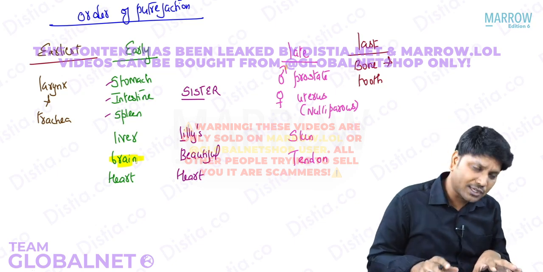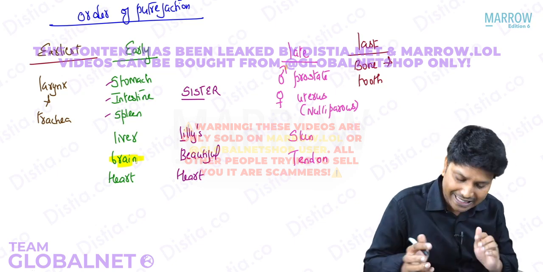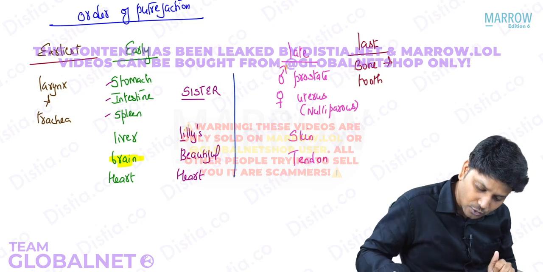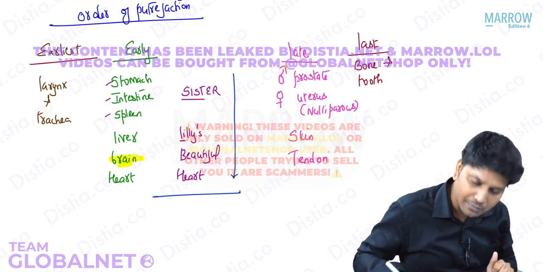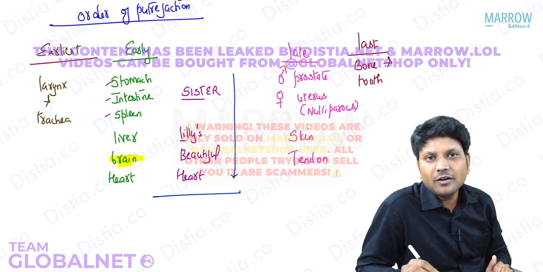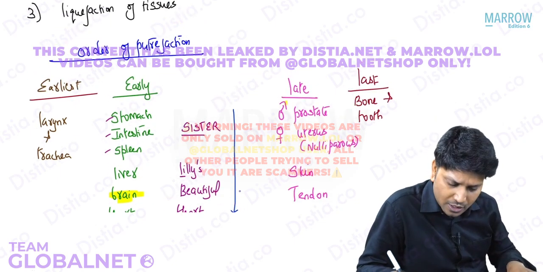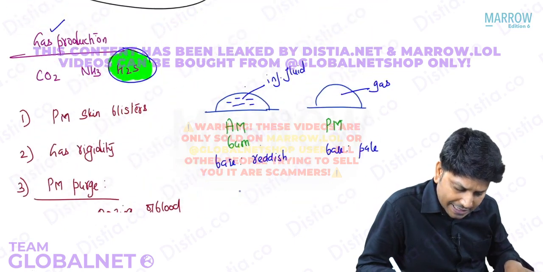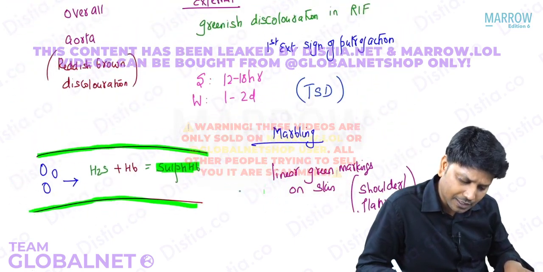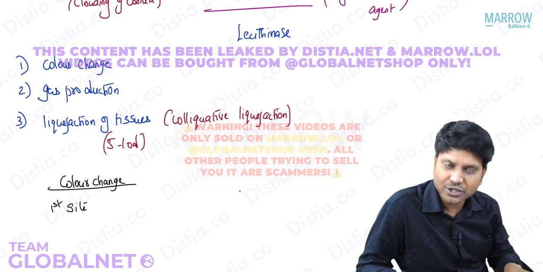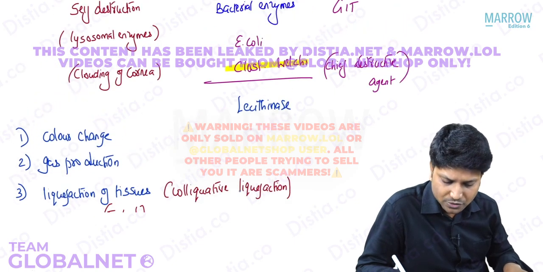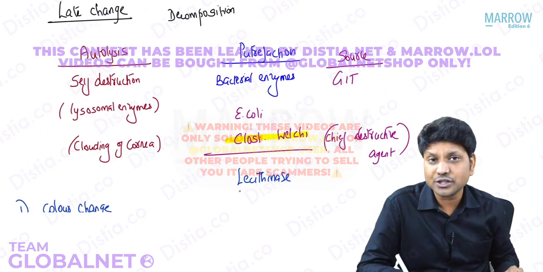So this is something factual, I do understand. To make it easier, I have given you the mnemonic. So do remember this mnemonic, and you will remember the sequence. Fine. So that is about the order of putrefaction in organs. I have told you everything in putrefaction. You can see the color change, you can see the gas production. I have also told you about liquefaction of tissue. So we were discussing putrefaction.